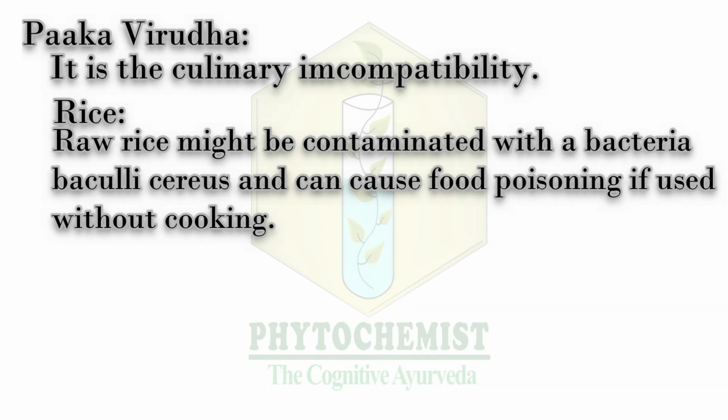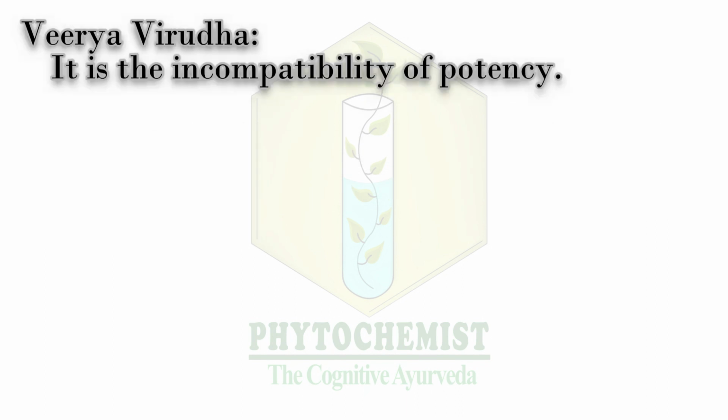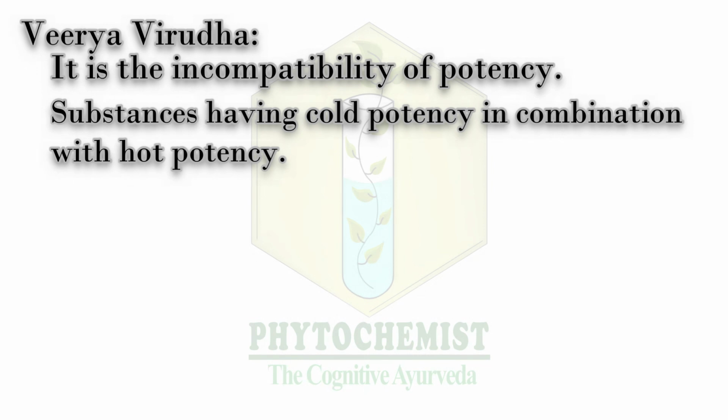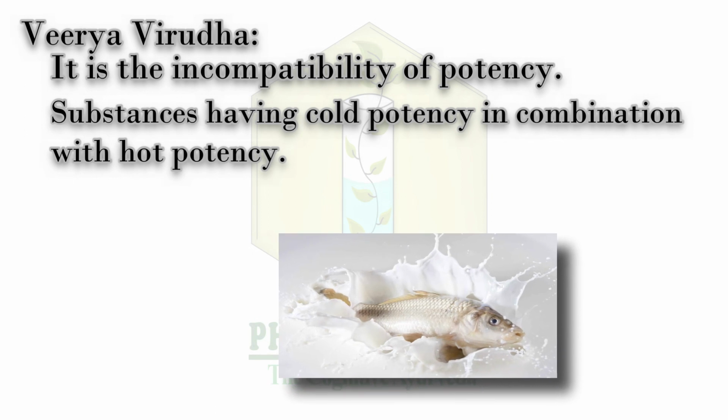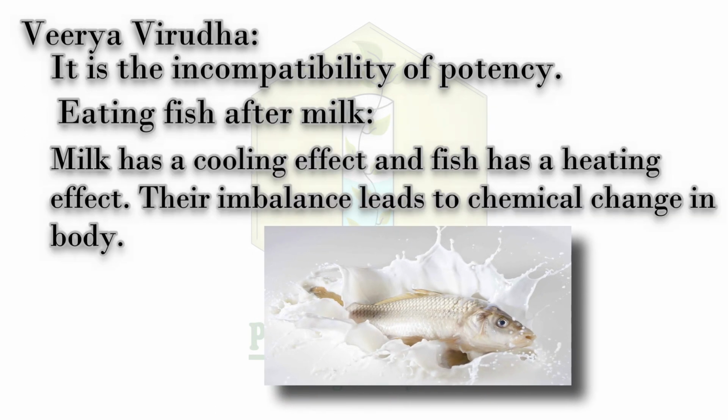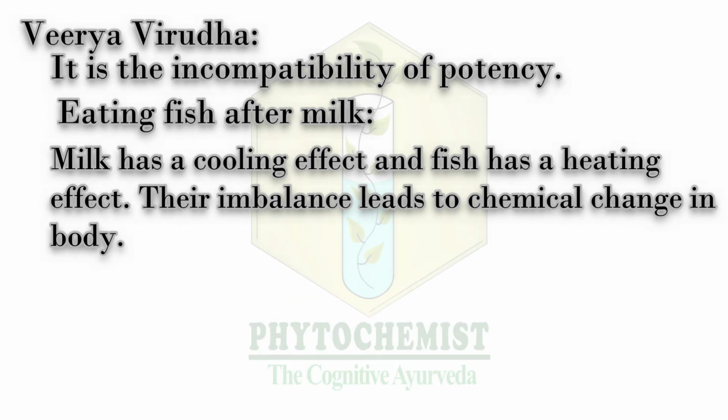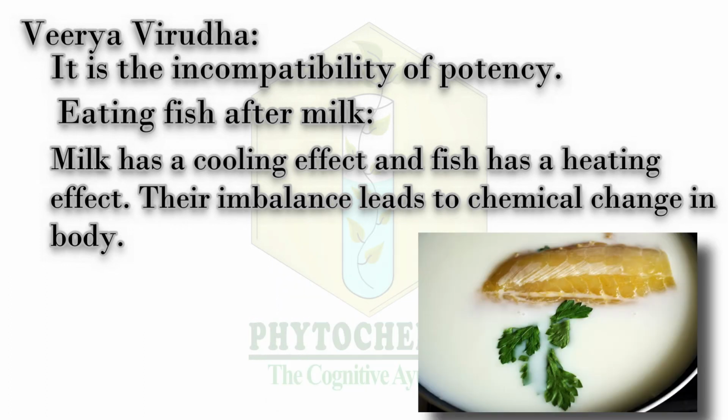The ninth one is Virya Viruddha. It can be understood as the incompatibility in potency. According to Ayurveda, substances having cold potency in combination with hot potency are regarded as Virya Viruddha. For example, eating fish after drinking milk. Since milk has a cooling effect and fish has a heating effect, their combination creates an imbalance that can lead to a chemical change in the body. This Ayurvedic phenomenon about the cooling and heating effect is also supported by many nutritionists. It should be avoided especially if a person has a weak immune system.